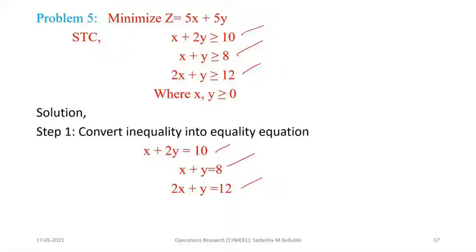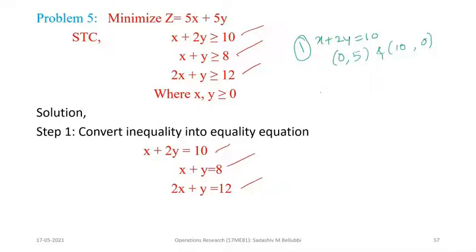The first line is x plus 2y is equal to 10. In this case, if you put x equal to 0, then what is the value of y? y is 5. And if you put y as 0, then what is the value of x? That is 10. So these two are the coordinates of the first line. If x equals 0, then y is 5; if y is 0, then x is 10.